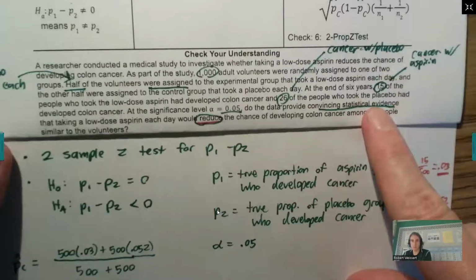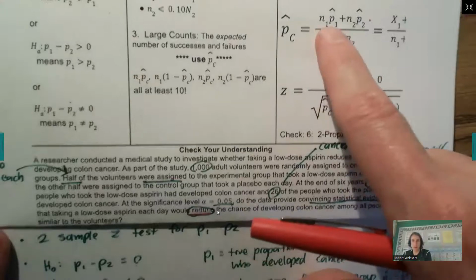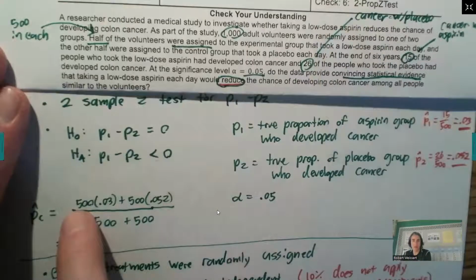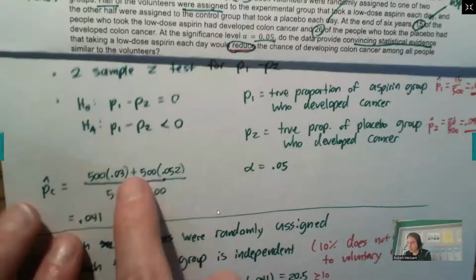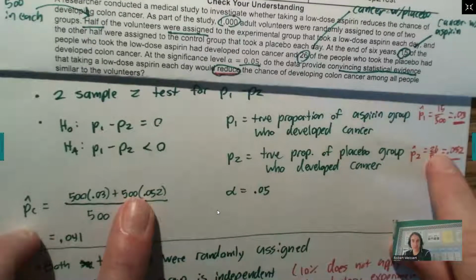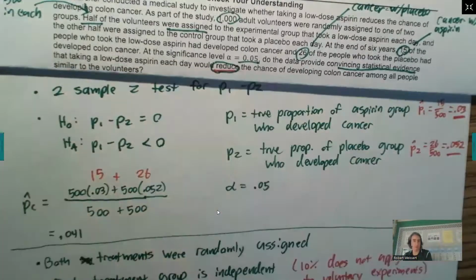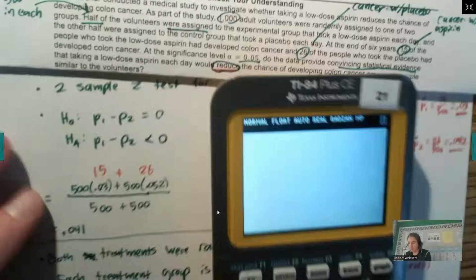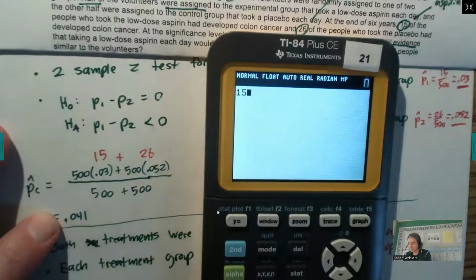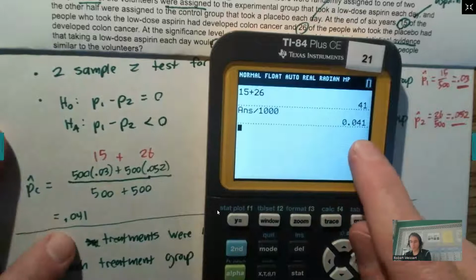you can also just basically multiply n1 times p1. So that 500 times 0.03 is going to get you back to 15, and that 500 times 0.052 is going to get you back to 26. So if you just put 15 and 26 there, it's the same thing, right? So 15 plus 26 divided by, well, that's just 1,000, and that should get you the 0.041. And there's your pooled proportion.